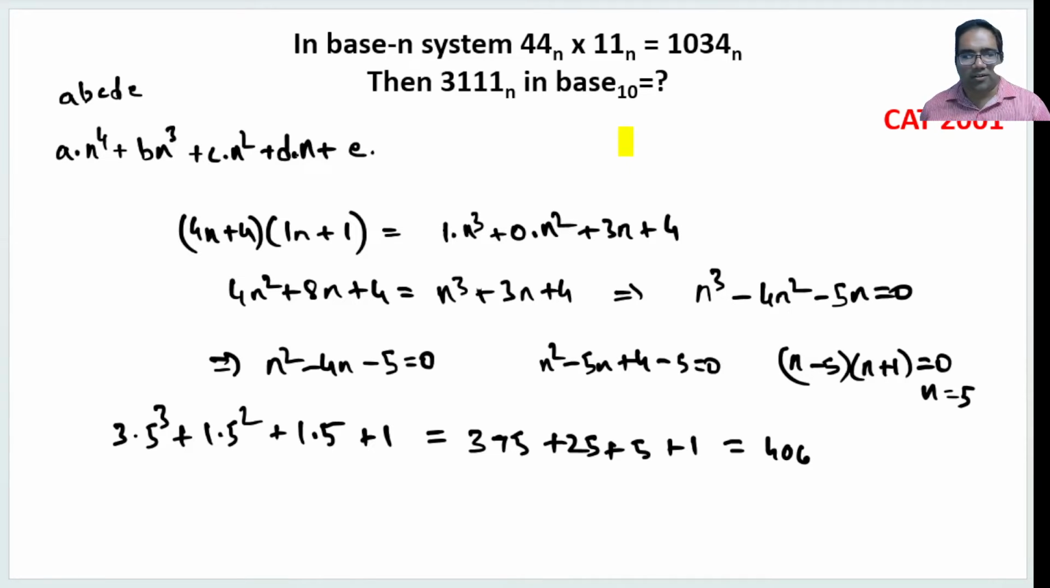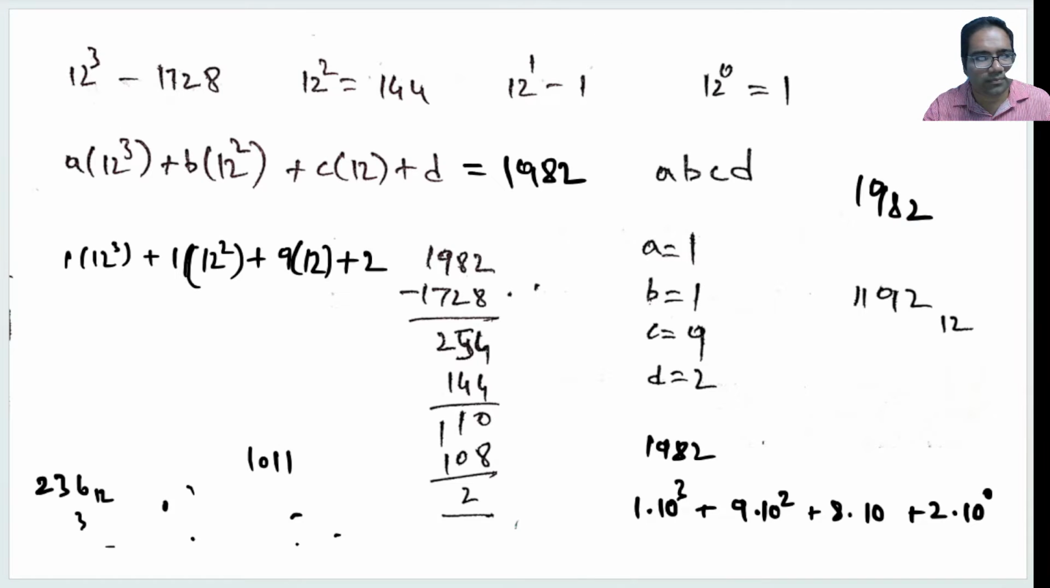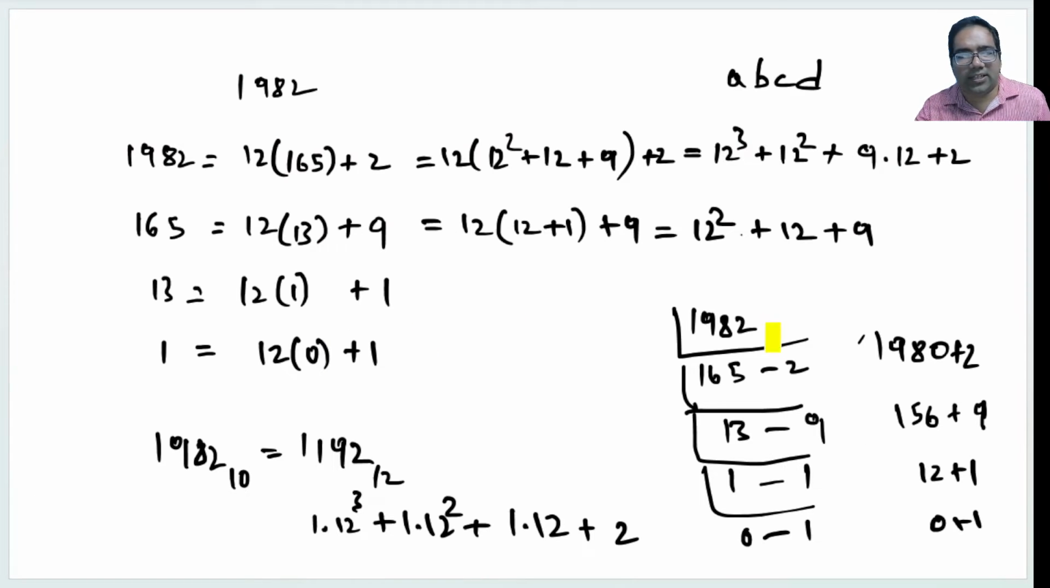Now, one thing we should notice is when you write some number in some base. Earlier also we discussed how to write numbers in different ways. Let us take this problem, 1982. If we have to write it in base 12, then how do we write? We just go on dividing 1982 by 12. 12 times 165 is 1980, and it will leave a remainder.